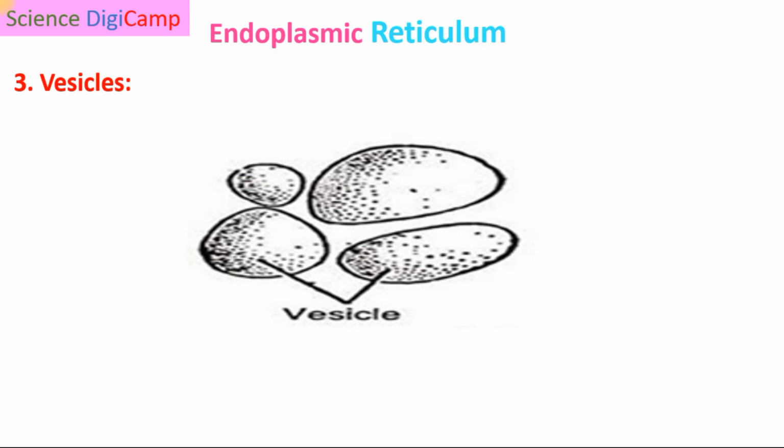And the third component is vesicles. Vesicles are mostly round in shape, and they are rounded structures. Their diameter ranges from 25 to 500 micrometers. We can observe this form mostly in hepatic and pancreatic cells. So far we have seen components of endoplasmic reticulum. These three patterns of ER may occur in the same cell or in different cells.